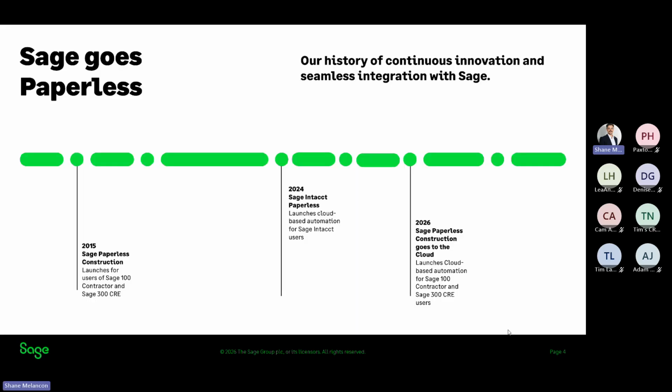So a little bit of history here. Sage Paperless came about in 2015, launched for users of Sage 100 Contractor and Sage 300 CRE. Fast forward to 2024, Sage Intacct Paperless launches, which is a cloud-based solution for Sage Intacct users. And then this year in 2026, Sage Paperless Construction goes to the cloud, specifically a cloud-based solution for Sage 100 Contractor and Sage 300 CRE users.